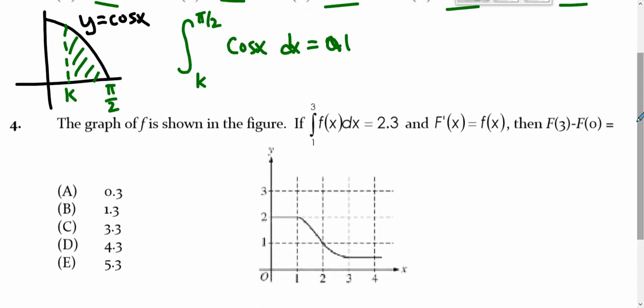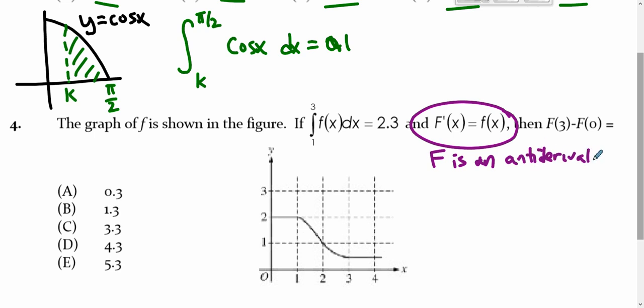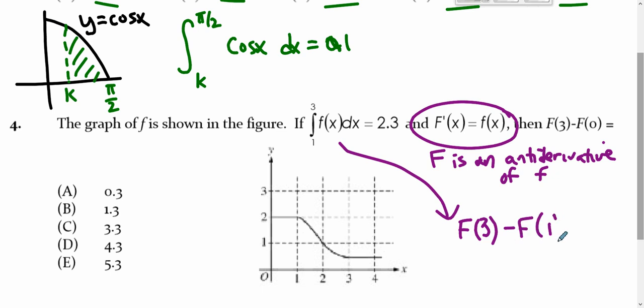Love this question. Love this question, because it makes us recognize that this lingo, the derivative of capital F, is little f. So that means that capital F is an antiderivative of little f. And that means that when we see this, it means that capital F of 3 minus capital F of 1 is 2.3.